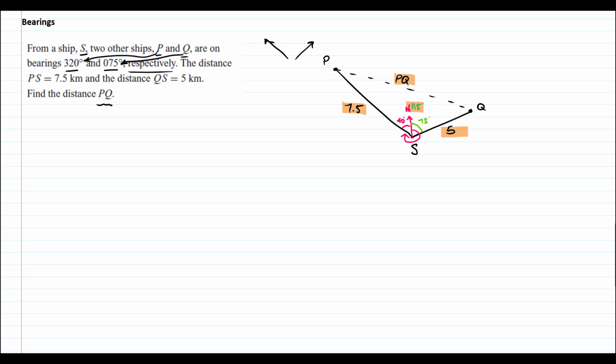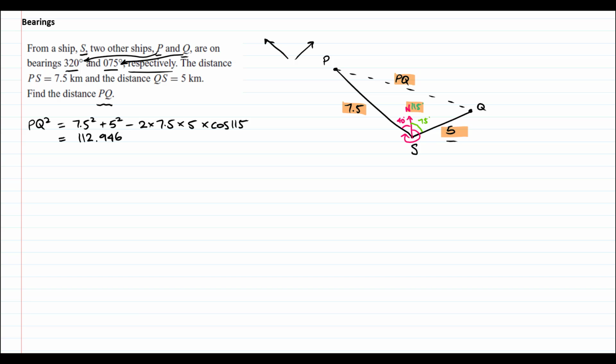So that means that I have two known sides and a known angle, so I'll be doing the cosine rule. I want to find PQ squared, and that of course will be equal to 7.5 squared plus 5 squared minus 2 times 7.5 times 5 times cosine of 115. And I evaluate this now and I get 112.946.